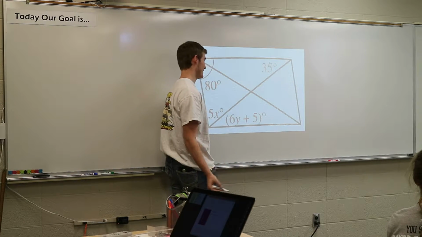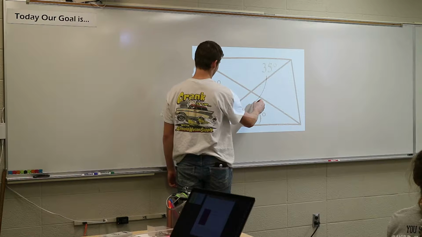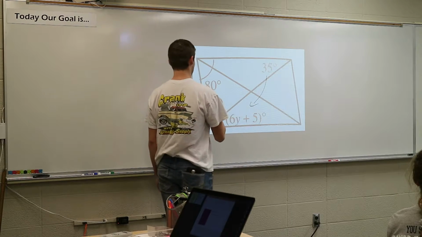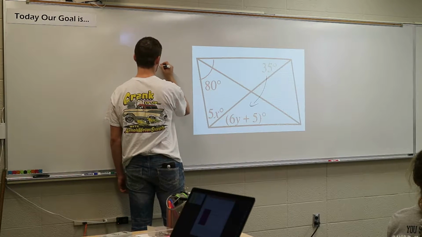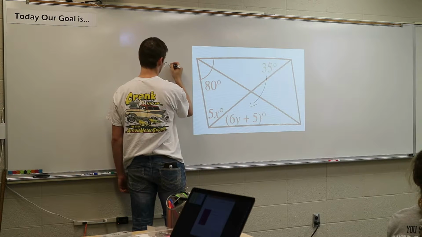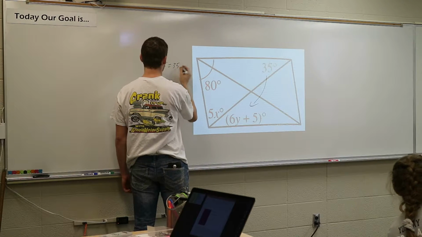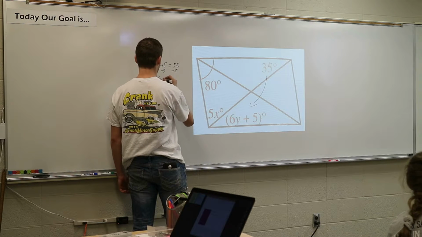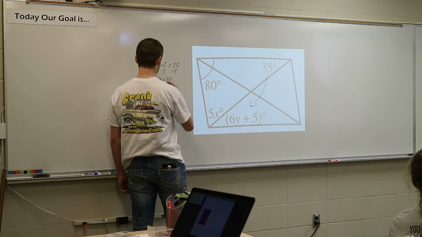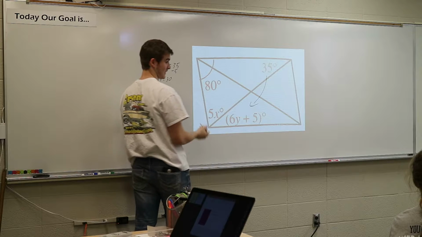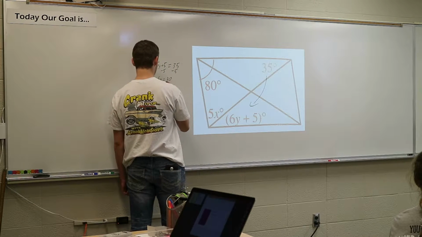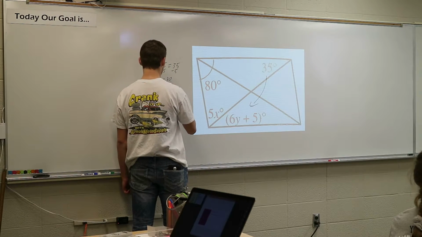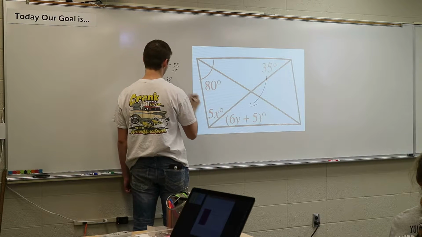What do you got? Okay, so alternate interior angles off the bat. So you set 6y plus 5 equals 35. You gotta solve for that. So 6y equals 30. And then you divide by 6 on both sides, so y equals 5.